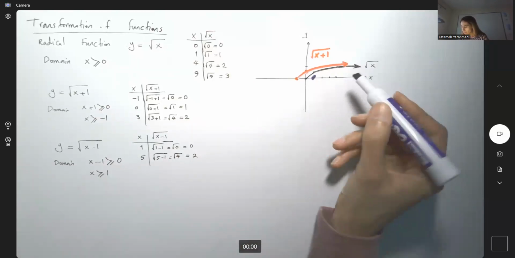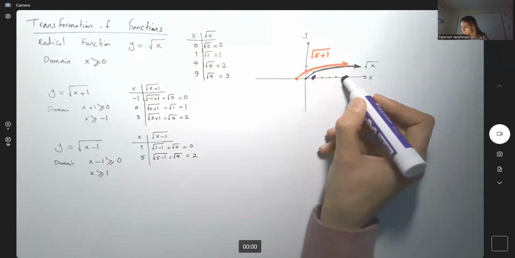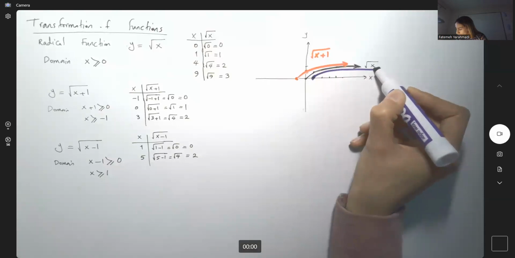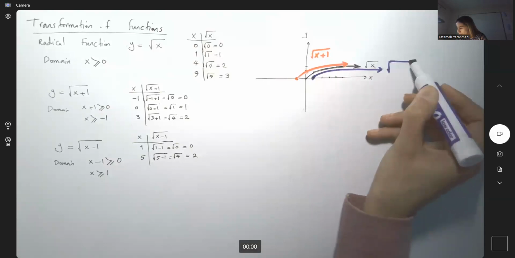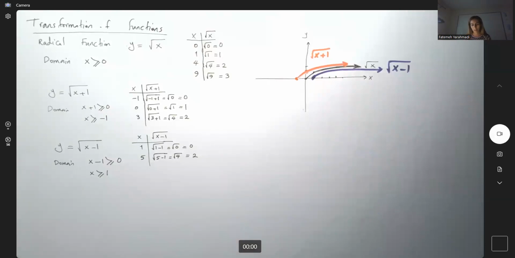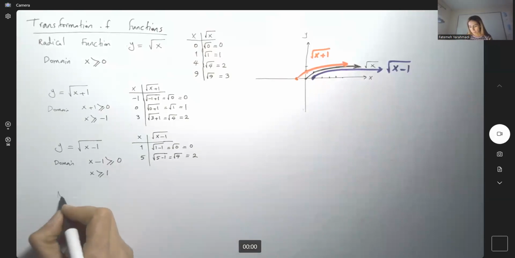Then I have 5, 1, 2, 3, 4, 5, and 2. So this is going to be the behavior of this function, square root of x minus 1. There we go. Again, as you remember, we can shift this up and down by adding and subtracting values. Now we're going to make some new changes.